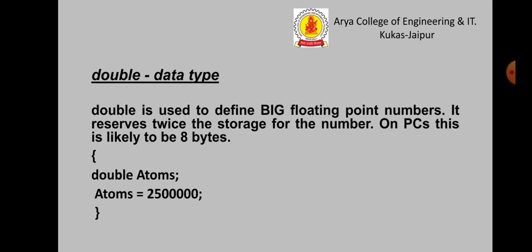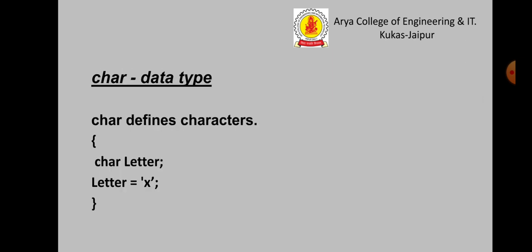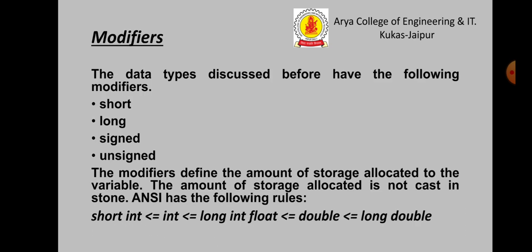Double data type. It has a large range of floating point numbers, up to 8 bytes. Here atoms variable name is declared as double and its value is 25 lakh. Char data type defines the characters. Here letter is declared as a char type and its value is 'x'. Here you can see that x is a character. We use the quotes to initialize the value of the variable letter. Now the modifiers.